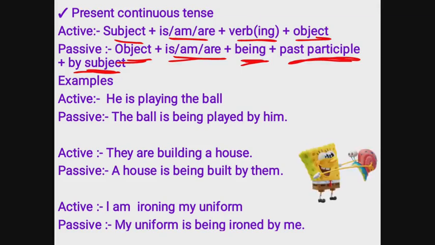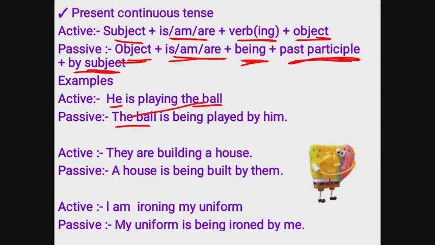He is playing the ball. This is the present continuous tense. He's doing it right there and he's still doing it. He's playing the ball. Now, first of all, your first rule is your X rule. He is the subject. The ball is the object. To change to passive voice, your object becomes the subject. Your ball becomes the subject.